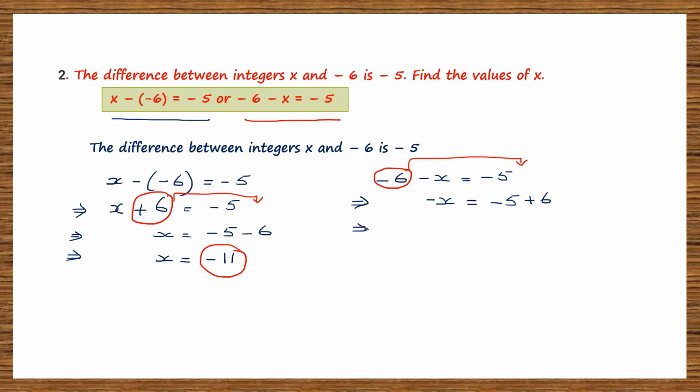Now we're going to find the value of minus x. Look at this now. Signs are different, minus and plus. So whenever signs are different, we put the sign of the bigger number and we subtract. 6 minus 5 is 1. So minus x is equal to plus 1. So minus x means minus 1x, isn't it? Minus 1x is equal to 1.